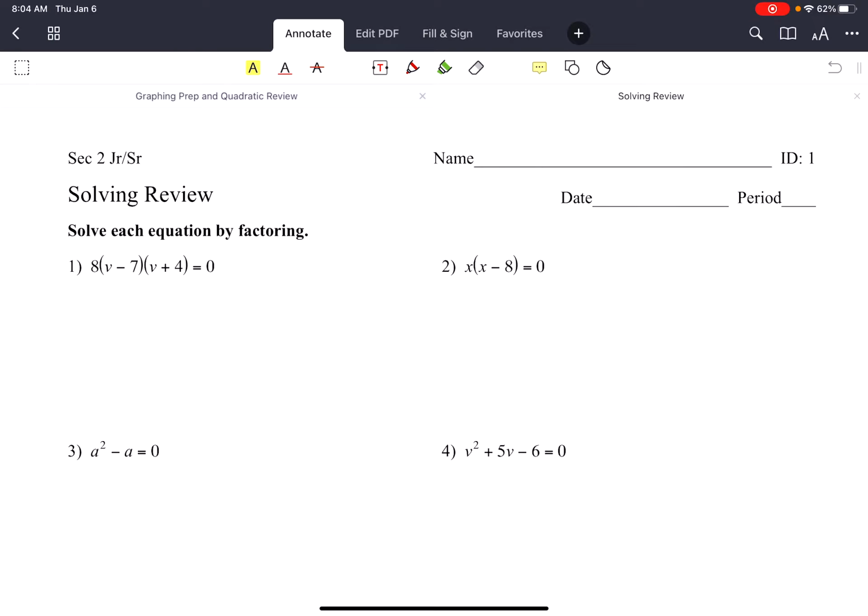Number 1. Okay, can someone help him out? How many answers are there going to be? Regina? 2. Why? Anyone remember why? Why does it have 2 answers? Jacob? Because there's 2 variables. Yeah, there's 2 parentheses, right?